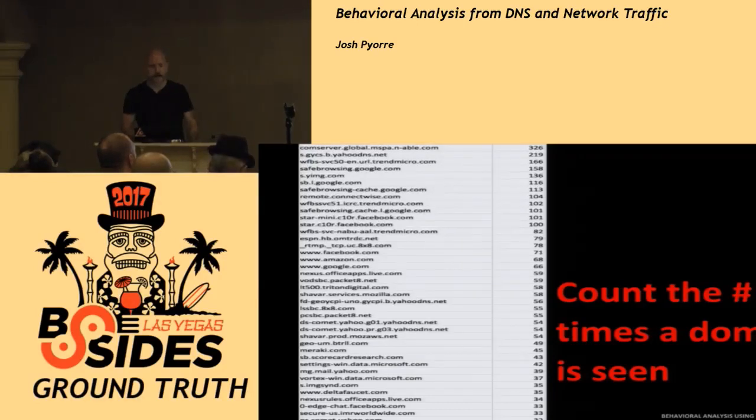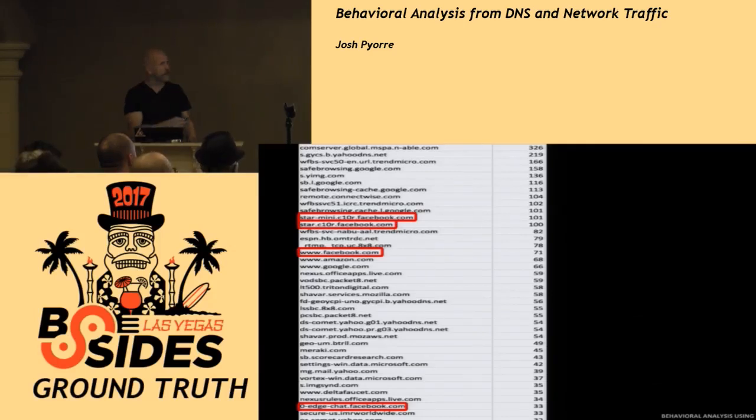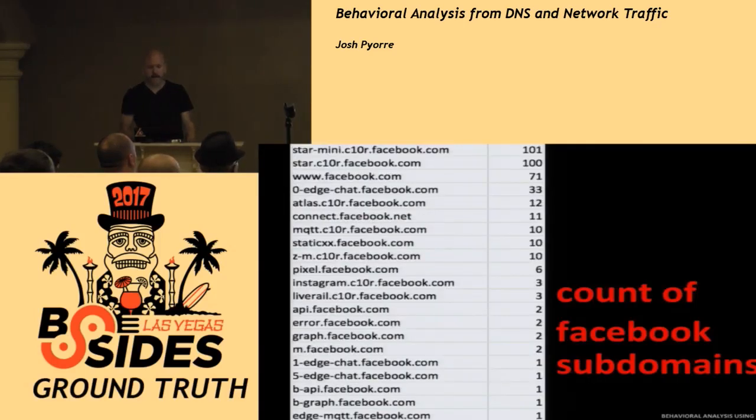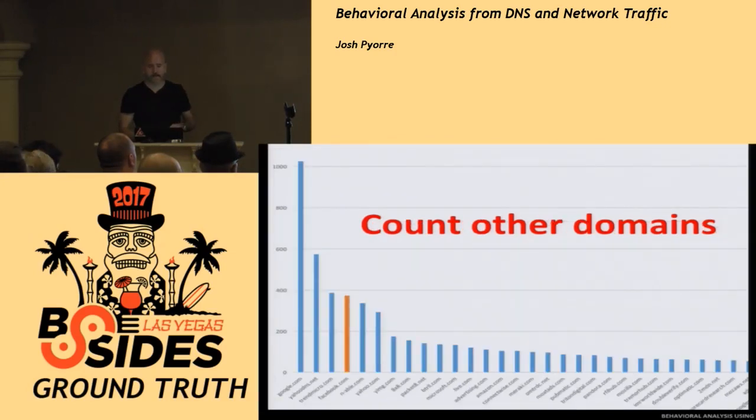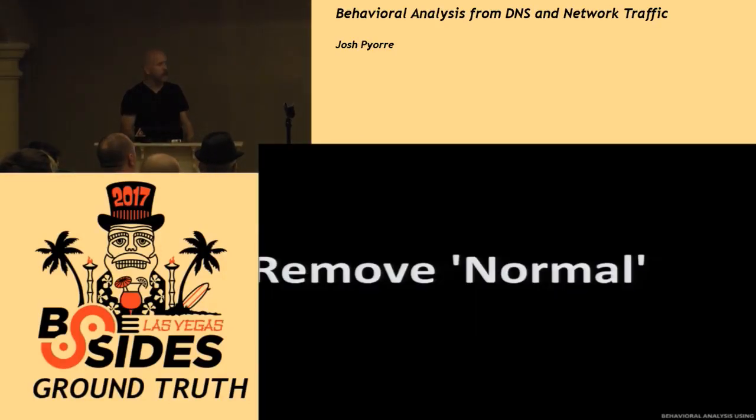On this one particular log file, I don't remember where I got this, I'm counting the number of domains. For example, I'm looking at Facebook, and maybe I'm getting all the subdomains of Facebook, and I'm just counting those. Maybe I'll graph that just to get an idea, though it's not really that useful. I might count other domains just to see what's in there. There's a couple mistakes. Anyway, I'll remove what I think is normal.